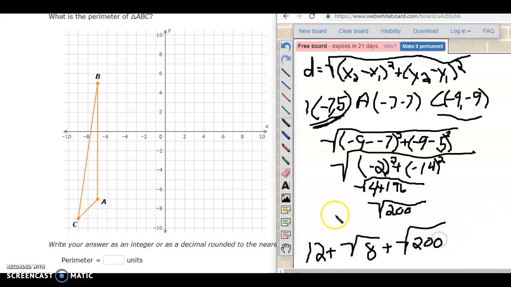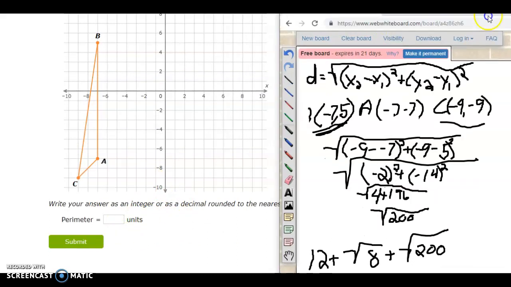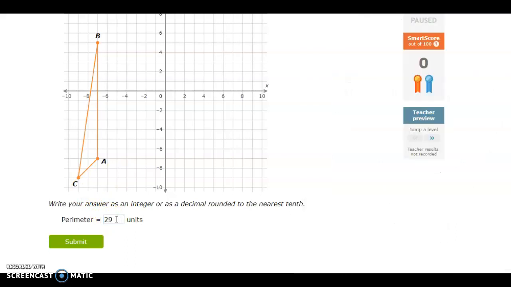In your calculator, because I'm finding perimeter, I'm then going to add up all of these sides. So I have 12 plus the square root of 8 plus the square root of 200, which gives me a decimal answer of 28.970 and some other numbers. This wants you to round it to the nearest tenth. So 28.97, well, the 7 tells the 9 to go up, which brings me up to a 29.